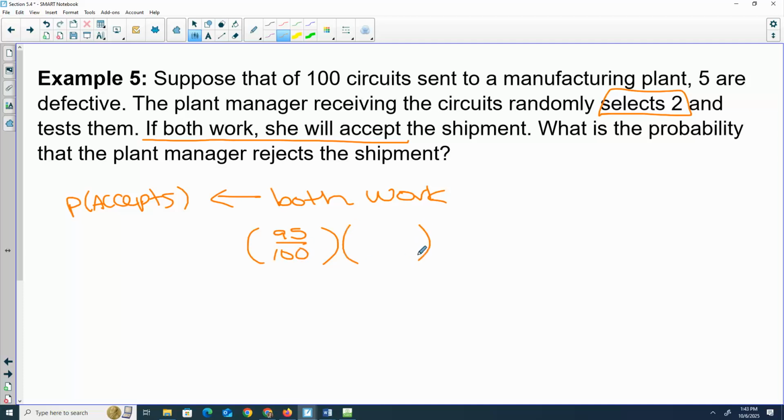Okay, here's what makes this conditional. She took the first one out and tested it. Did she put it back in and then draw a second one? No, this one's sitting on the table. So when I come back, if I took out a good one the first time, how many good ones are in there? 4. Out of how many total? 99. 99, because we already took one out. Okay.